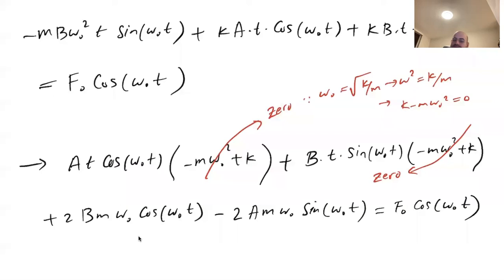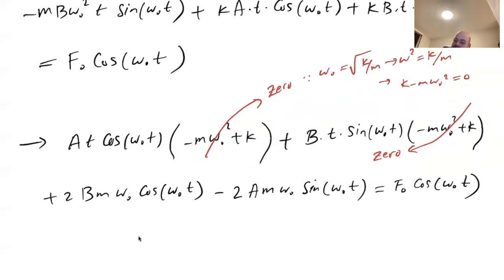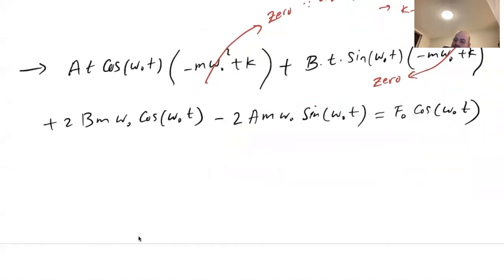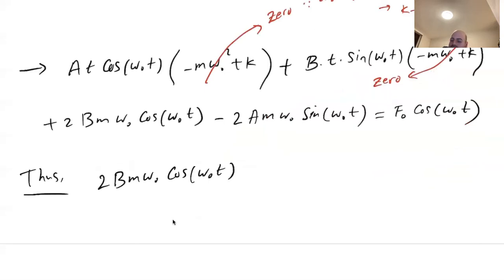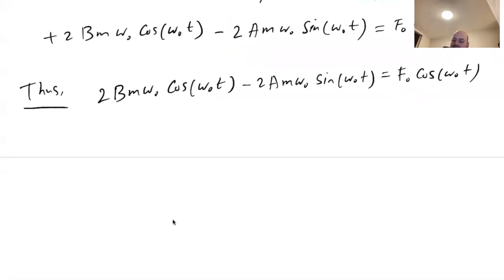So I will be left with 2b m omega naught cos omega naught t minus 2a m omega naught sine omega naught t equals f0 cos omega naught t. Again, if I compare the coefficient of cos omega naught t and of sine omega naught t in the left-hand side and right-hand side, then we can conclude that.